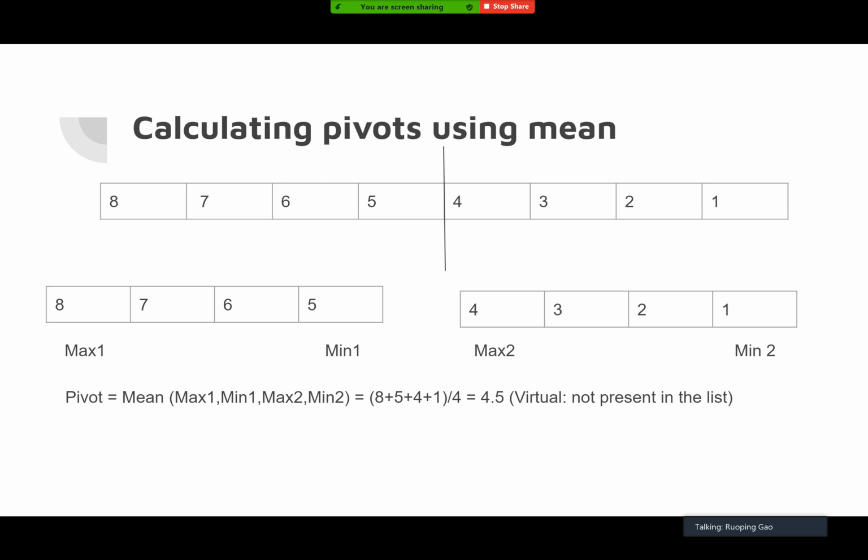And here's how we calculate the pivot using the mean value to calculate the virtual pivot. For the given case, we have a reversely sorted list from 8 to 1. The first thing we do is divide it into halves. For the first half, we find the min and max values. We do the same thing for the second partition, where we also find the min and max values. At the end, we add them all up and divide them by the number of values, which is 4. Therefore, in this case, we have 4.5 as the virtual pivot.